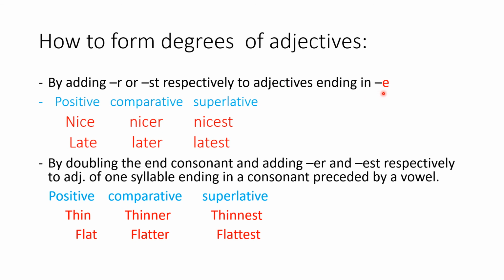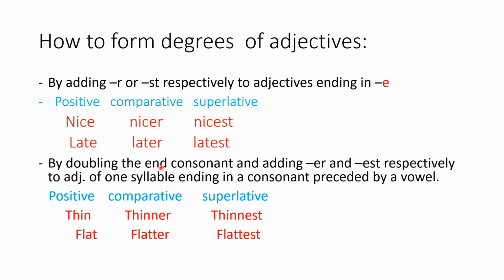ये silent e है वैसे. Just see that when an adjective is ending in silent e, like late, nice, here we use simple r and st. देखिए nice, adding r and st in the end of the word. Late, later and latest. Isn't it? When the word is ending in the silent e, we add only r in the comparative degree and st in the superlative degree. Now come to the next rule.